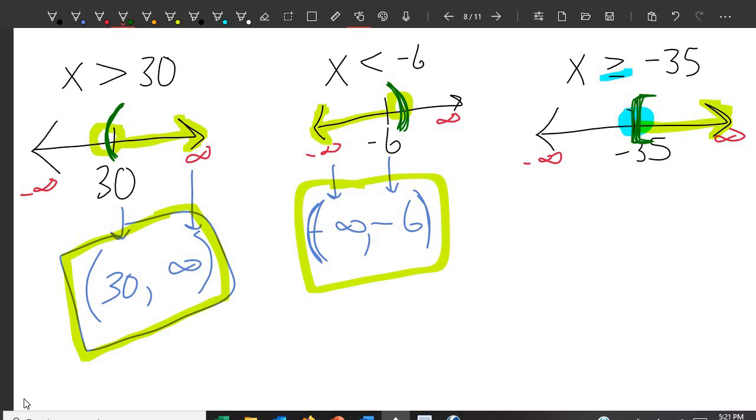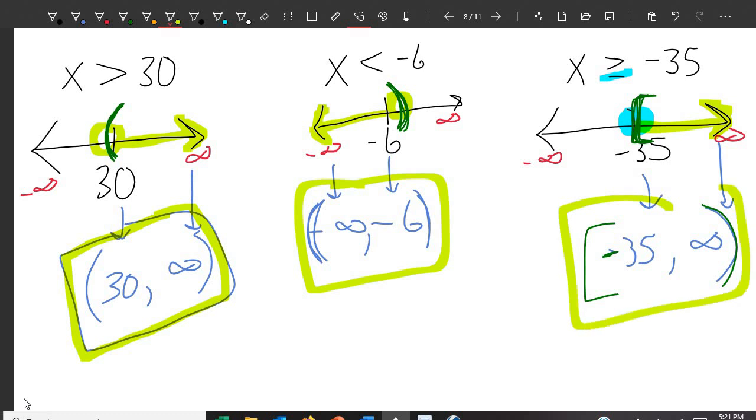Now, let's write it in interval notation. So bring down the negative 35. Bring down the infinity symbol. Now, infinity always has a parentheses. But the negative 35 is going to have the bracket. Not sure why that's in green. Okay, negative 35. So, this is the answer in interval notation.